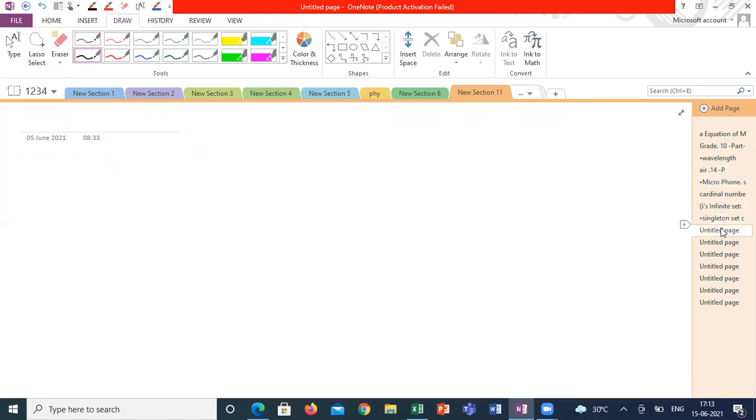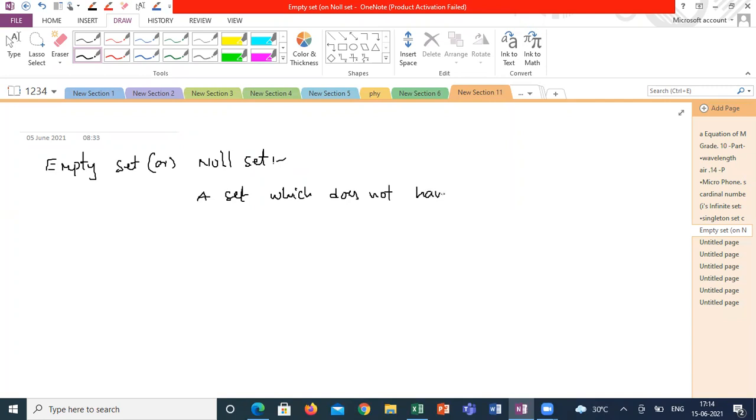The next one is the null set, or empty set. Can anyone define it? A set which does not have any element. The cardinal number of the set is how much here? 0. It does not have any elements.